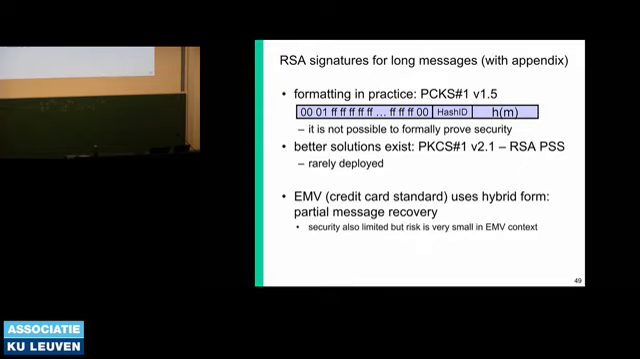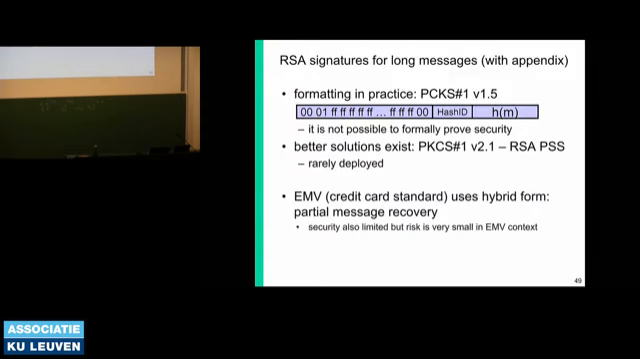So EMV, this is Europay Mastercard Visa. They actually use a clever trick where they combine this. They also write part of the message here, so it's called partial message recovery. So it's kind of a hybrid in between the two. So they have a hash and they have some bits of the message here as well to make their certificates more compact. It's also not very secure, but just good enough.